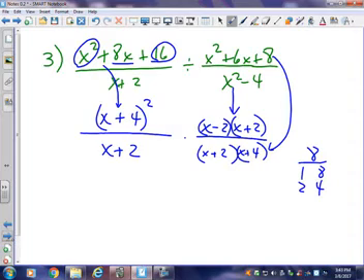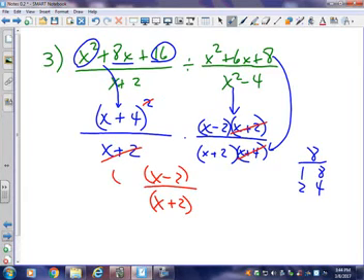So now I can cancel x minus 2 with x plus 2. One of the x plus 4's will cancel one of these on the top. And then I'll have x minus 2 over x plus 2 to go with the x plus 4 in the first one.